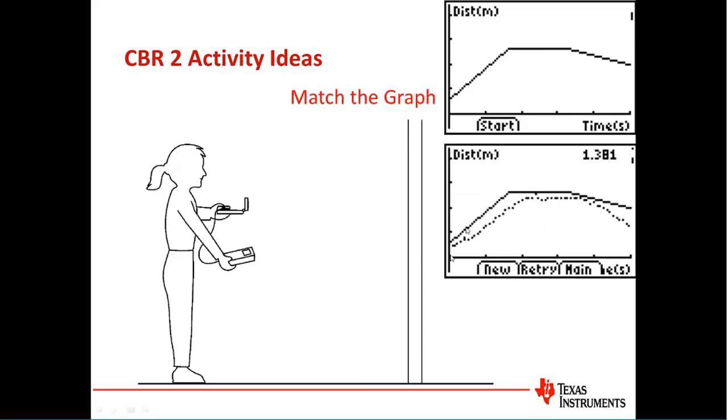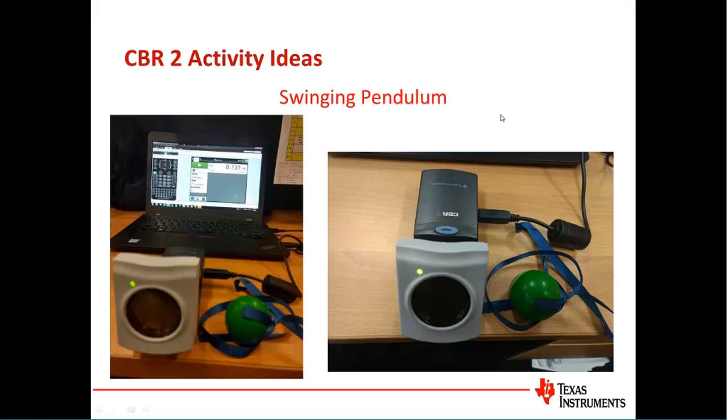So here's a sample. There is what the calculator gave, and the dots here that look a bit wonky, that is what the student had produced. So another activity you could use is, of course, a swinging pendulum. Now, whilst this is not really a kinematics topic, it certainly does give rise to trigonometric functions.